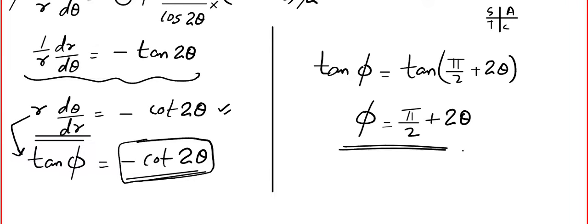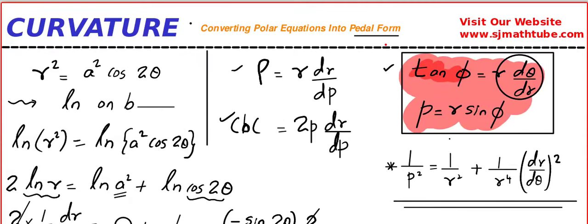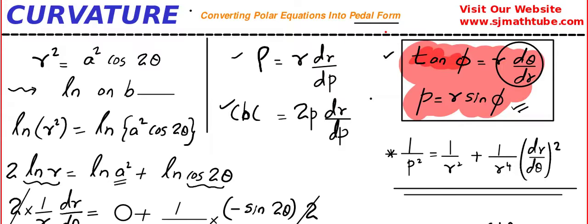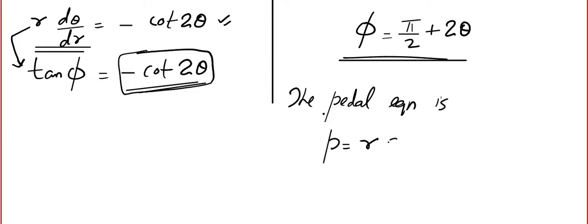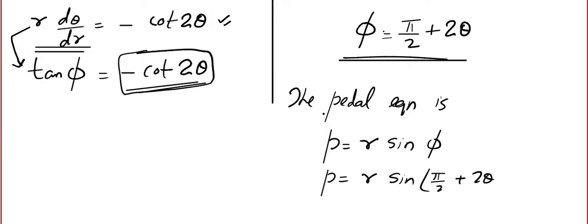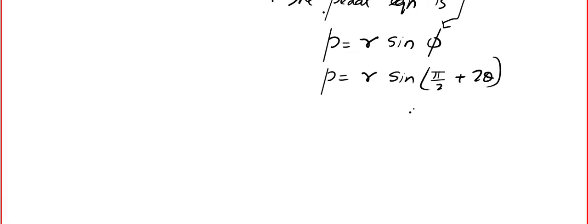Now, why do I need phi? Because the pedal equation is given by r sin phi. So you can write the pedal equation is P is equal to r sin phi. That is, P is equal to r sin of pi by 2 plus 2 theta. I'm just plugging in the value of phi over here. Okay, come on, tell me. What is sin 90 plus something? Of course, cos.